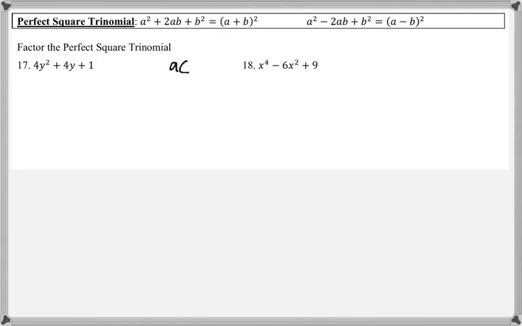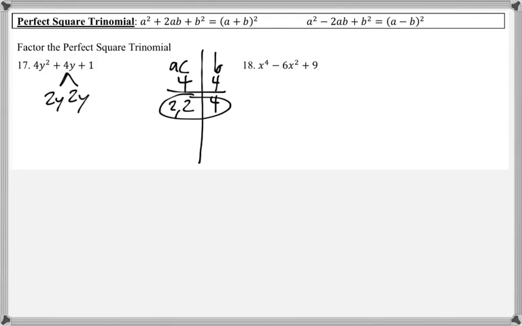So here my AC would be 4, and my B would be 4. Again, A times C is the first times last term. So what two numbers do that? Well, 2 and 2. And that will happen when you're factoring perfect square trinomials. You get the same number here that you're going to use to break it up. So that'll be 2y and 2y.